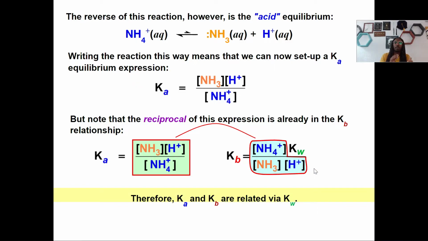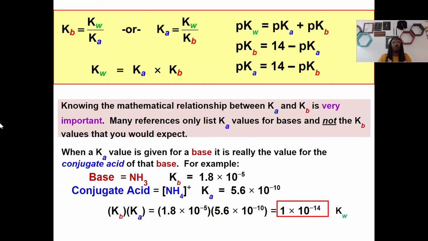So this is our relationship between our Ka and our Kb, and they're related all because of Kw. That's how they're related, everybody. Because of the Kw, this is how our Ka and Kb are related. So this relationship goes back to this: Kb equals Kw over Ka, or Ka equals Kw over Kb. And if you multiply your Ka and Kb, you get your Kw.